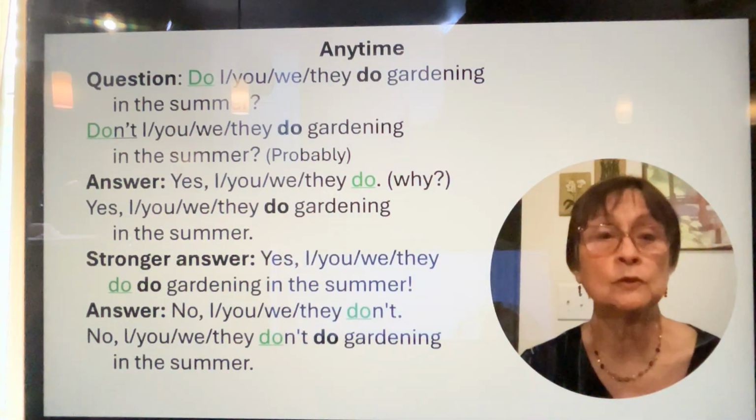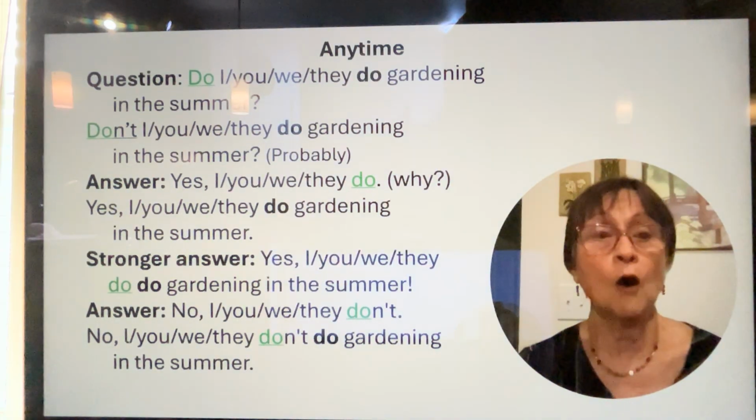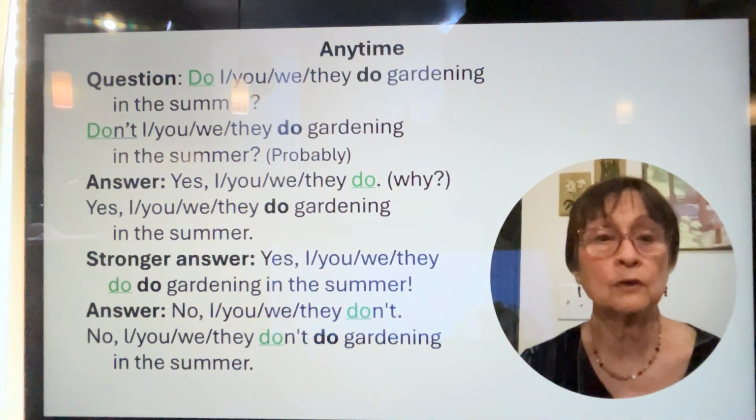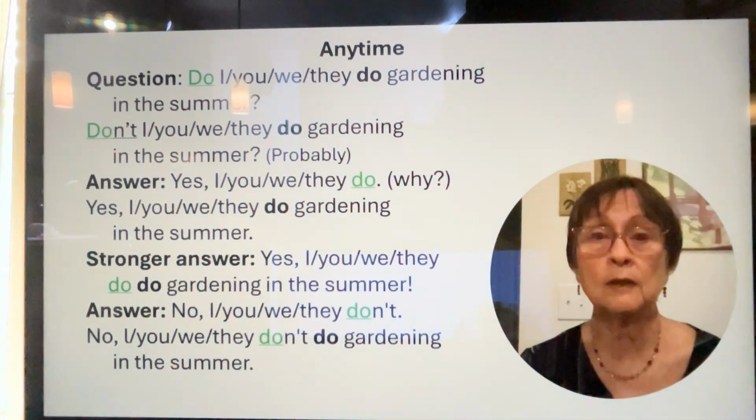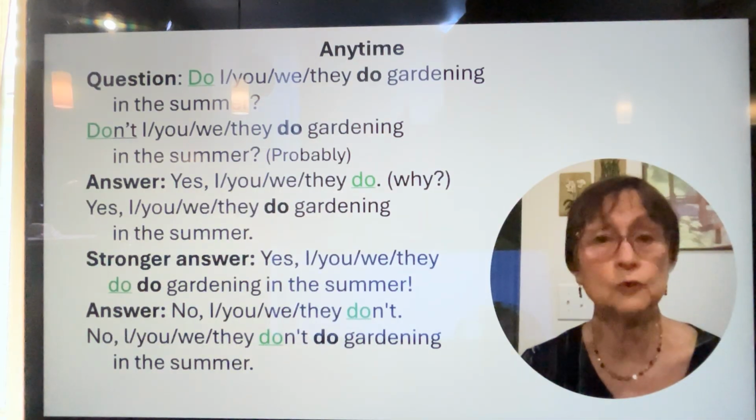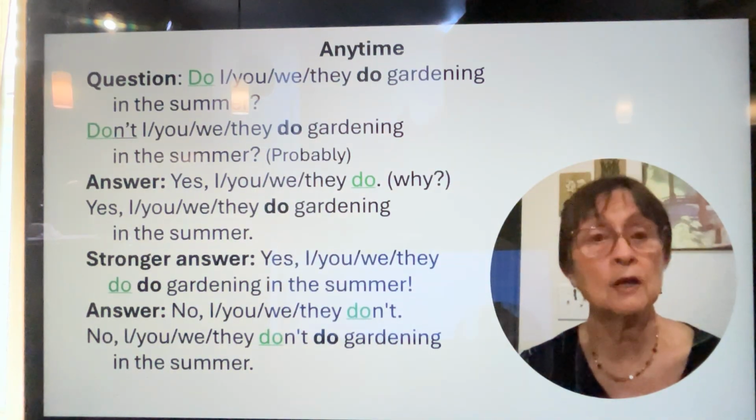Yes, you do gardening in the summer. Yes, we do gardening in the summer. Yes, they do gardening in the summer. Or a stronger answer uses the helper and the main verb do. It's much stronger. Yes, I do gardening in the summer! Exclamation point. Yes, you do gardening in the summer. Yes, we or they do gardening in the summer.